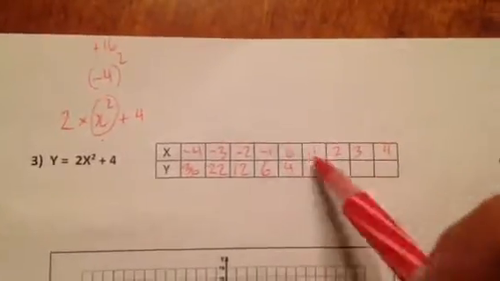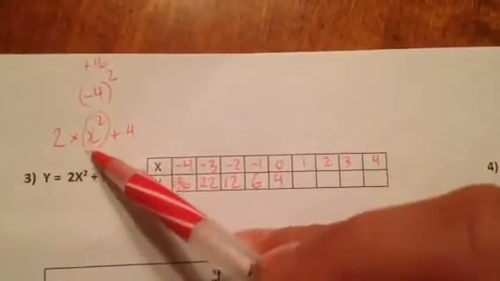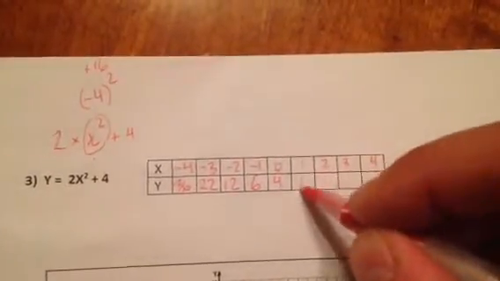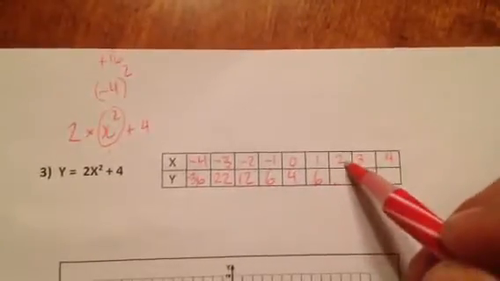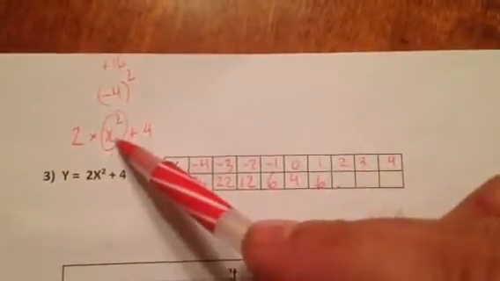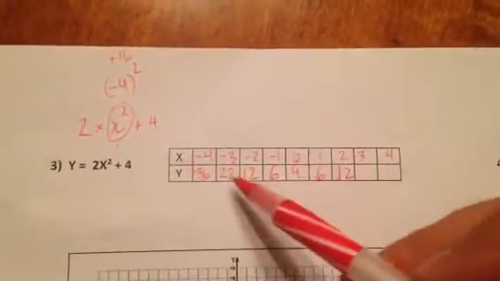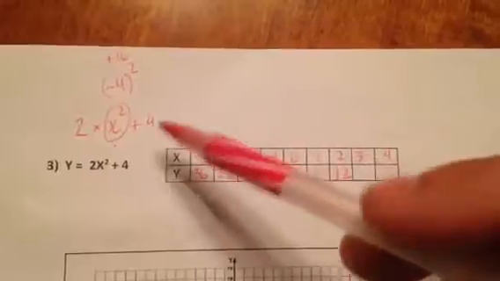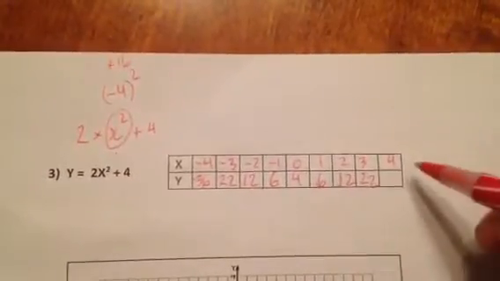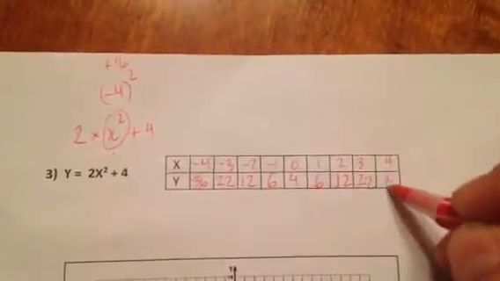And now it's going to start coming right back up. 1 squared is 1. 2 times 1 is 2, plus 4 is 6. Notice how we've come back up to 6. Now we should get 12 on this one. 2 squared is 4. 2 times 4 is 8, plus 4 is 12. This next one should be 22. 3 squared is 9. 2 times 9 is 18, plus 4 is 22. And the last one should be 36.